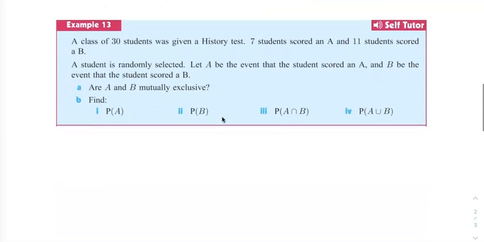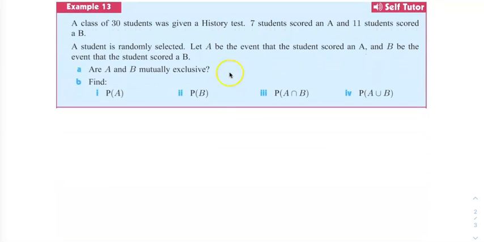Okay, let's do a couple more examples. In a class of 30 students, a history test was given. 7 students scored an A, 11 students scored a B. A student is randomly selected. Let A be the event that the student scored an A, and B be the event that the student scored a B. Are A and B mutually exclusive? Do they have anything in common? Yes, they are mutually exclusive. They have nothing in common.